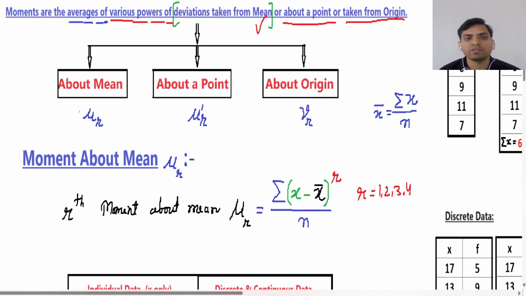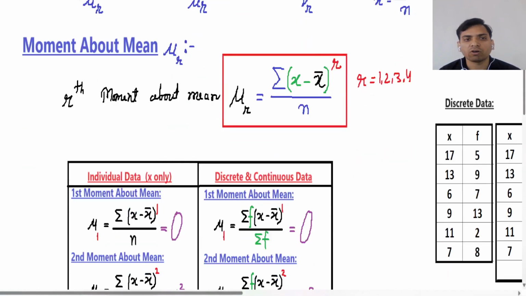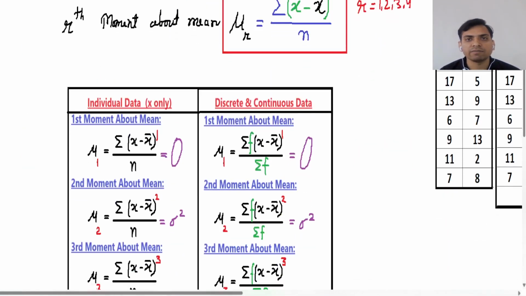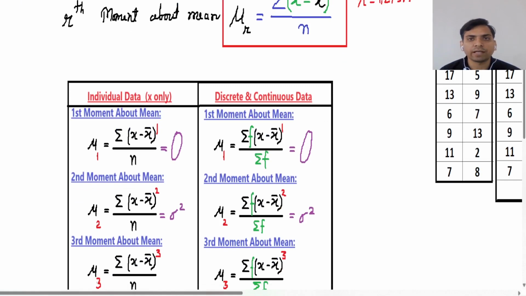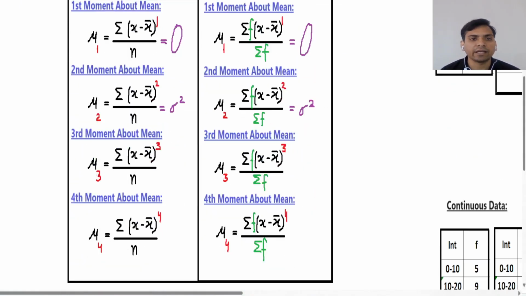This is for individual type of series. Now for other moments of this type of series, individual type, we will put r equals 1, then you will get first moment, and you will put 2 for second moment, and then third and fourth moment in this sequence. Now this is for individual type of data when you have x only.